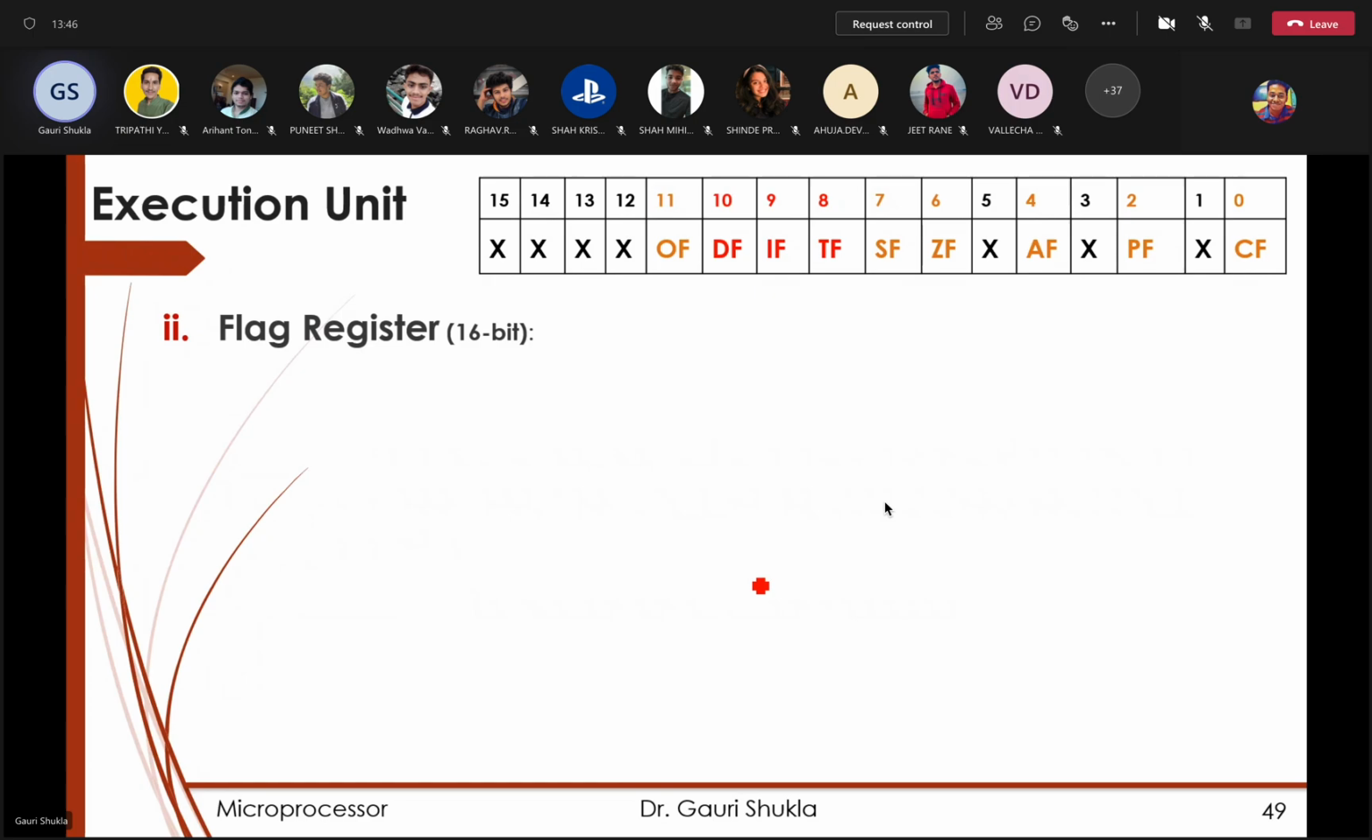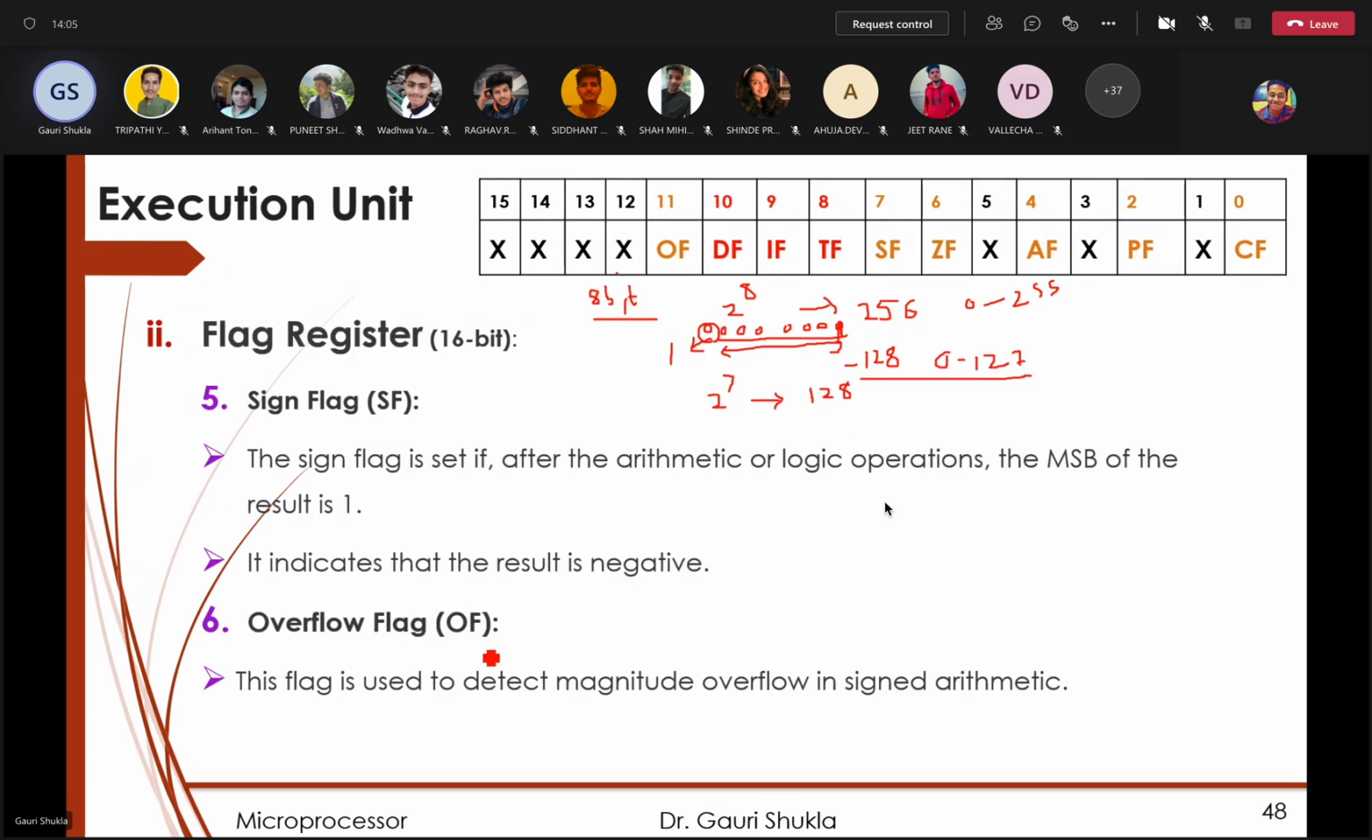Shall we move ahead with the control registers? Please confirm. Can you explain that overflow flag? Okay. Now, overflow occurs means what? What does overflow mean to you? If the number is beyond these limits.